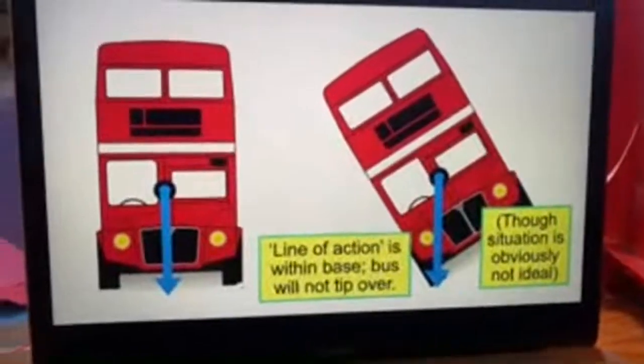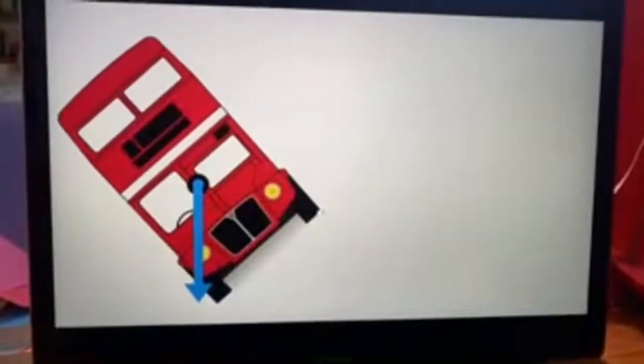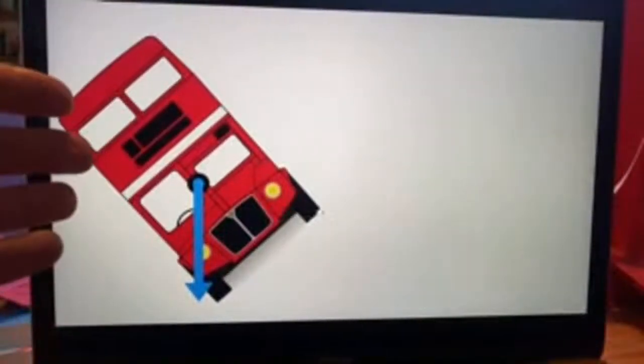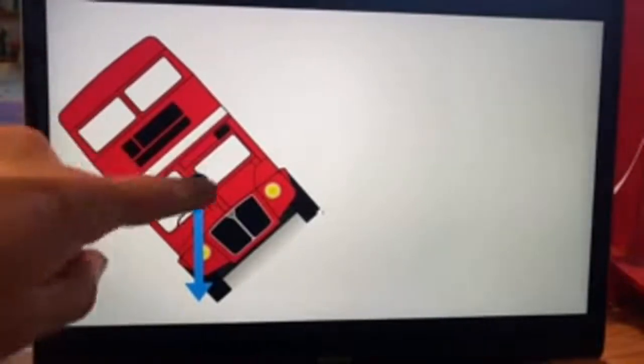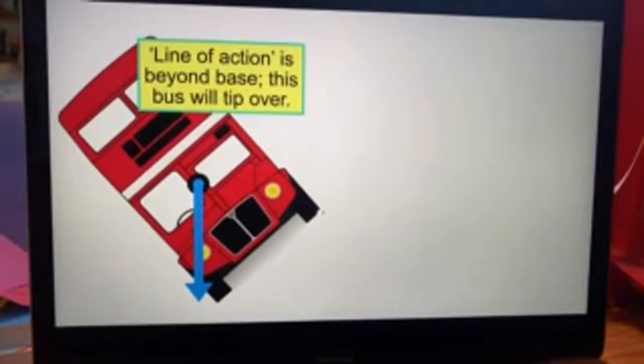Although I have said, obviously, the situation is not ideal. Do not try this at home. This bus, then, what's happening here? Well, it's tipped over a little bit more, and now the line of action is beyond the wheel. So this bus is going to tip over.